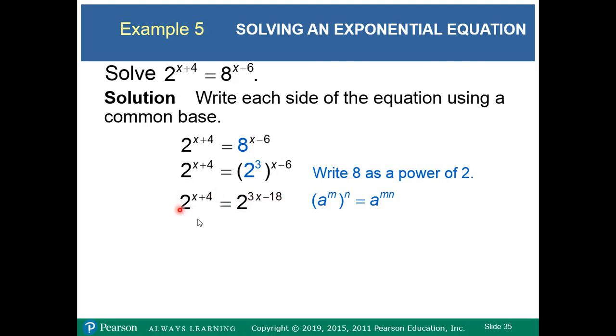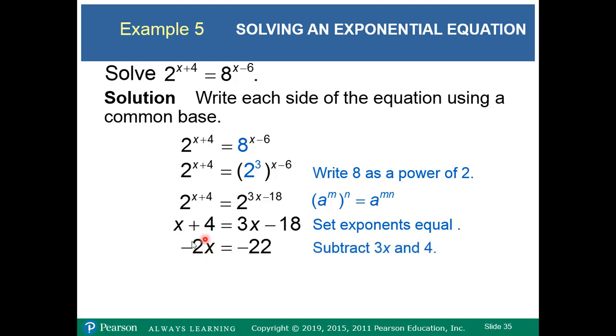And now we can use the property that we've got two exponential functions that are equal to each other with the same base. That means the exponents have to be equal. And now we've got an equation we can solve for x. And so we can solve and get -2x equal to -22. We get x is equal to 11.